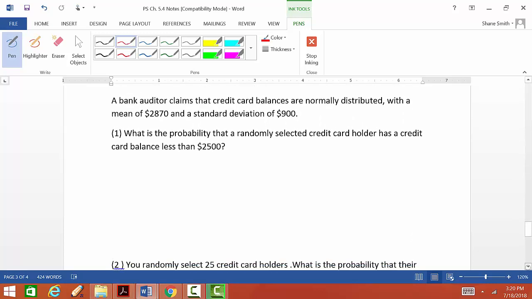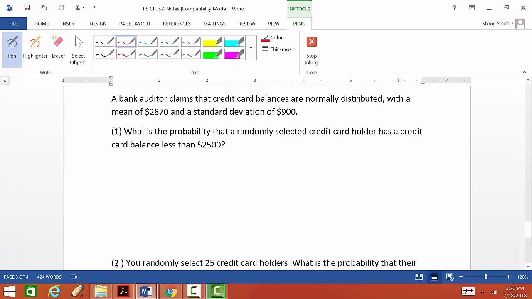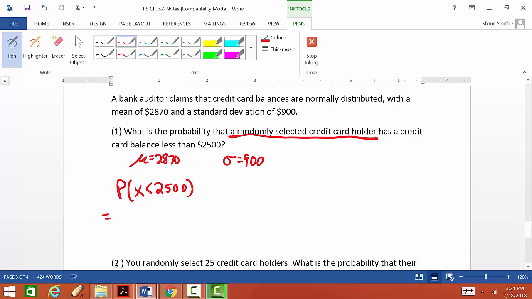So hopefully you paused the video and did the problem on your own. In this first question, they give us the mean, which is 2,870, and the standard deviation, which is 900. The question is, what is the probability that a randomly selected credit card holder has a credit card balance less than $2,500? Well, it's a randomly selected credit card holder. It's not the mean of several. So if I want to find the probability that x is less than $2,500, this is a section 5.2 problem. All you have to do is use the z-score formula that you love so much.